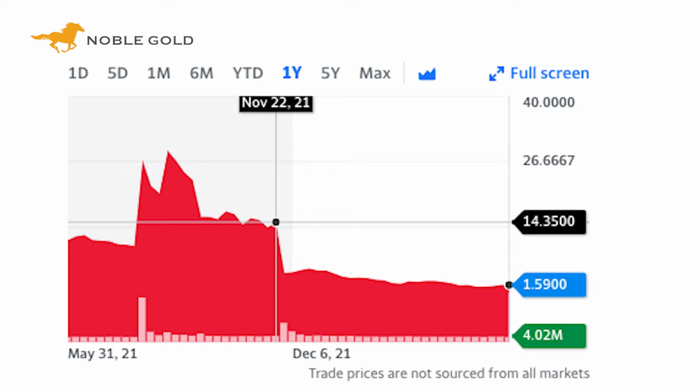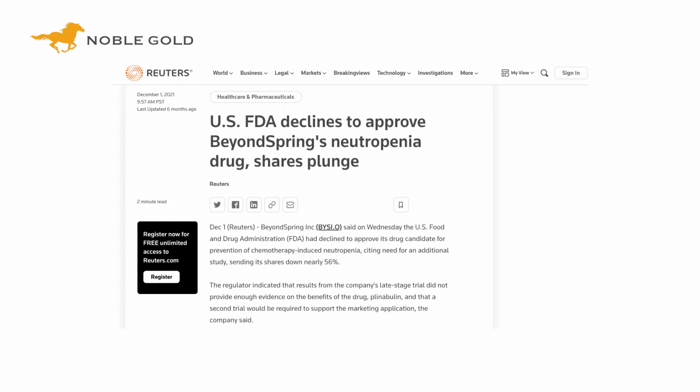That happened recently with Beyondspring Pharmaceuticals, a global pharmaceutical company focused on the development of cancer therapeutics. It was selling around the $15 mark. The FDA then said they cannot approve its chemotherapy drug, and the stock plunged to $3 in a matter of hours. Are we saying don't invest in stocks because they have counterparty risk?